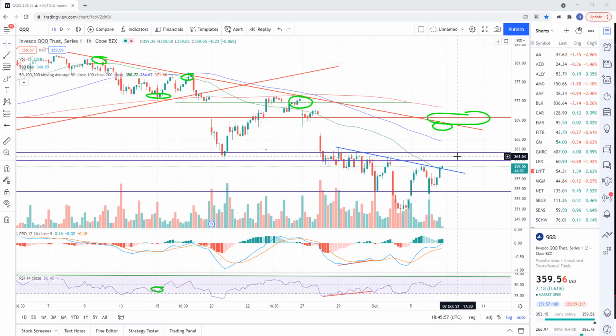I'm going to try to make this a quick video, keep it around 10 minutes, but I am going to point out some key levels to watch and some trade ideas.